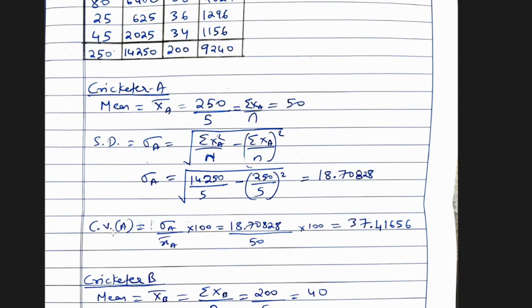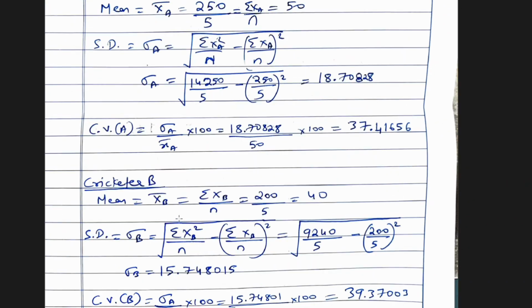Next, coefficient of variation of cricketer A. So coefficient of variation formula is standard deviation of A divided by mean of A into 100. That is 18.70828 divided by mean here is 50, divided by 50 into 100. That is 37.41656. So this is your mean, standard deviation and coefficient of variation for A.